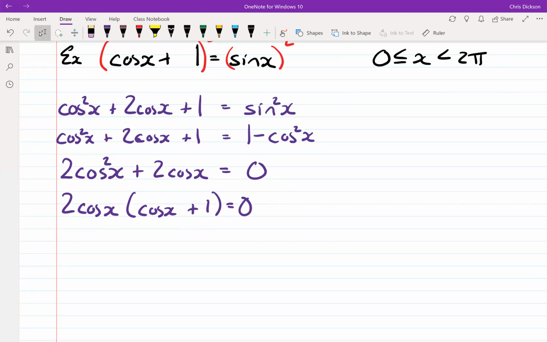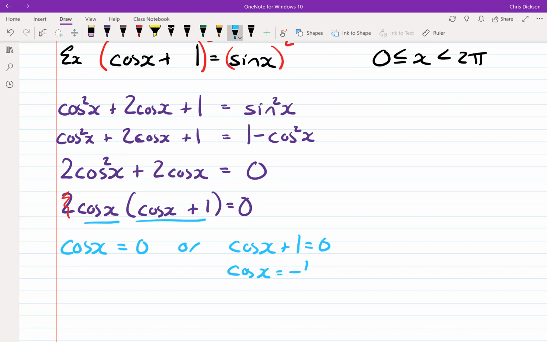Now, if I solve for this, I could divide both sides by 2. That's going to get rid of the 2 because 0 divided by 2 is 0. And now let's use our zero product rule. So cos x would have to equal 0, because we know that this number times that number is 0. Or the other possibility is cos x plus 1 would equal 0, which means cos x would equal -1, and we saw that in the question above.